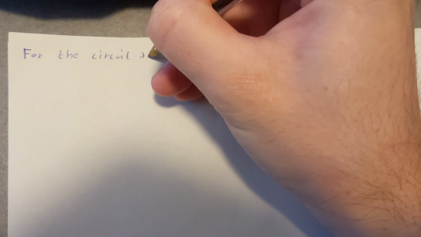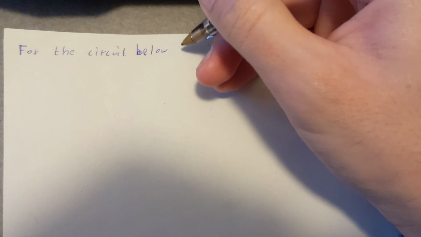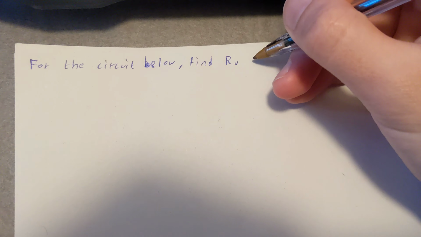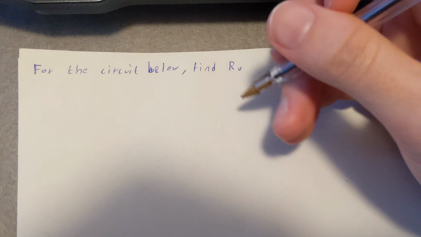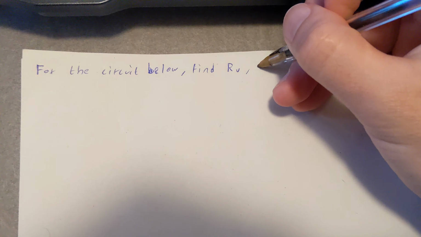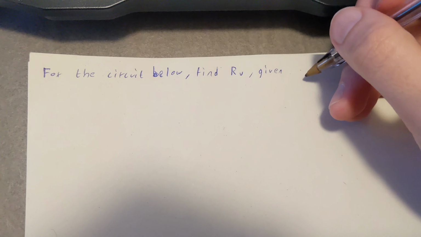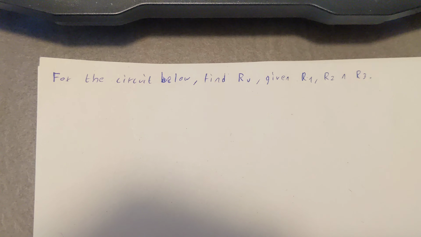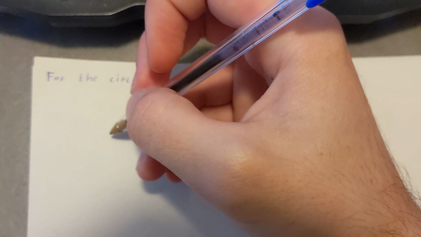Welcome back. Today we're going to be talking about the Wheatstone Bridge. So let's suppose we have a problem here. For the circuit below, we have to find our U, which is our unknown, so the unknown resistance, given R1, R2, and R3. So our circuit is fairly straightforward.